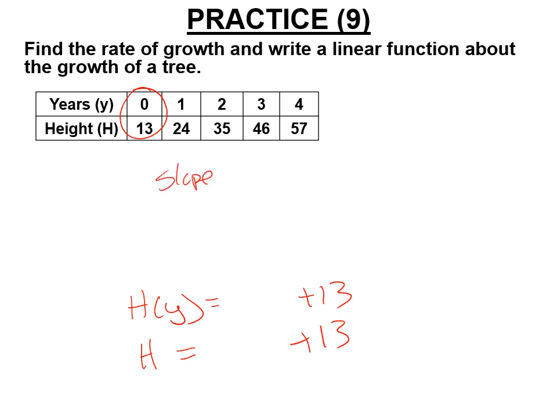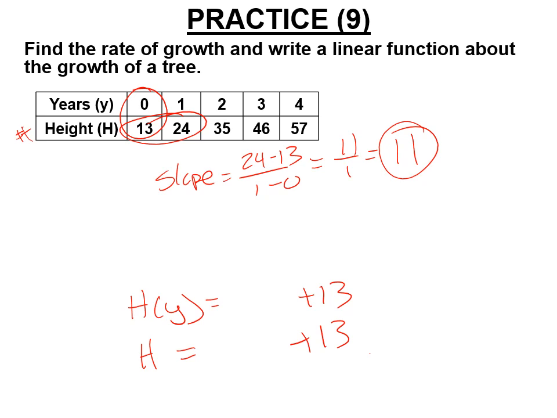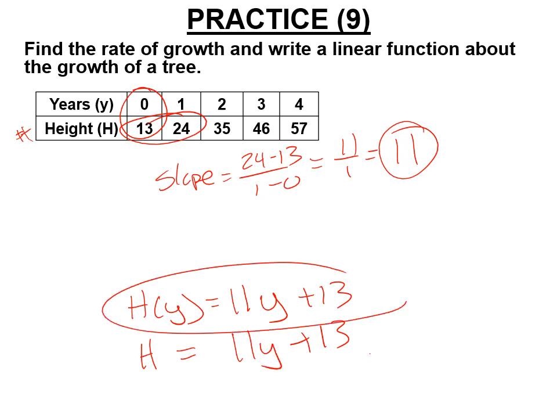So the slope, subtract my y's, 24 minus 13 over 1 minus 0. That's 11 over 1. So what is the rate of growth? I didn't put feet or years, but let's say it's feet per year. So it's 11. And so the function is h of y equals 11y plus 13. It's growing 11 feet per year. Every single year, this is going up by 11. That's its rate of growth, which is always the same number as the slope when you graph it.